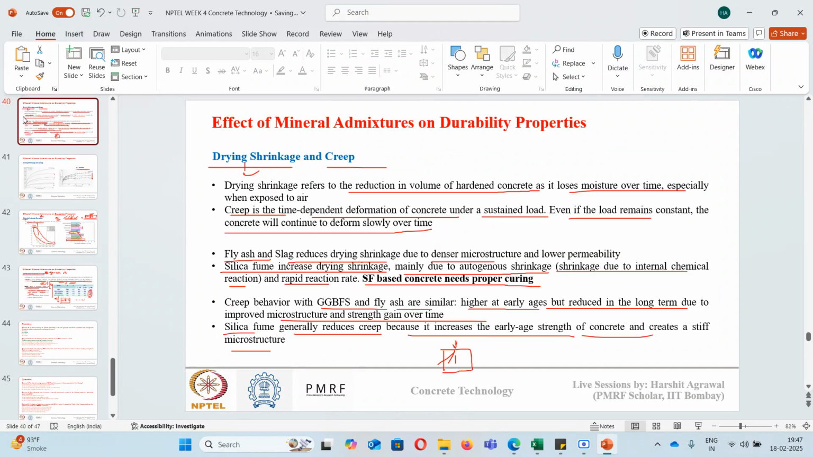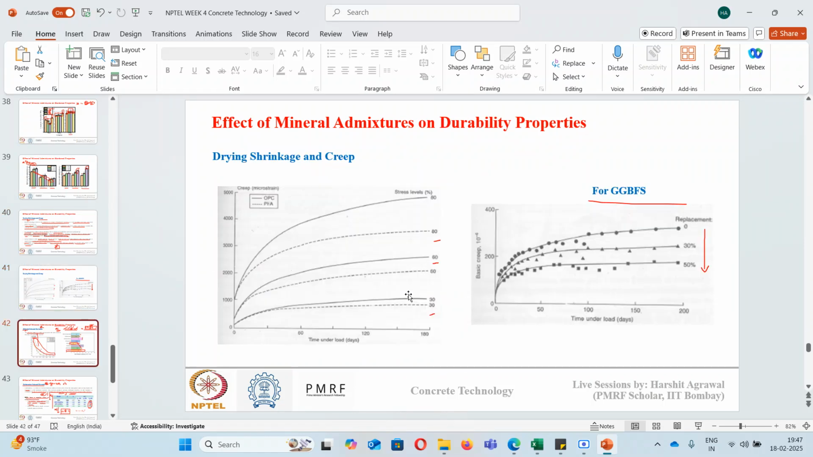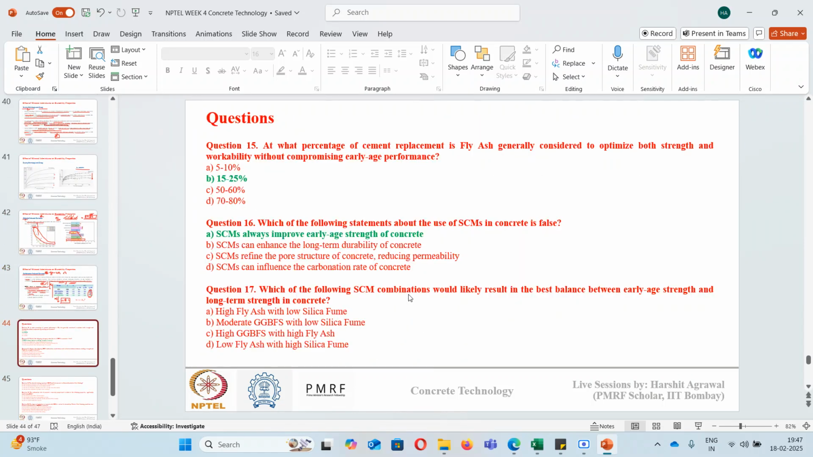So if you remember this diagram here, figure, you can see with the addition of fly ash and slag, there was a reduction in early strength. Why? Because of its slow pozzolanic reaction. Okay, so it requires OPC to release CH first, and then it reacts with CH to form CSH. So it is not always that it will increase the early strength of concrete. Silica fume can increase the early strength, but not fly ash and slag. Not always they increase the early strength. They can improve the long term strength and durability.